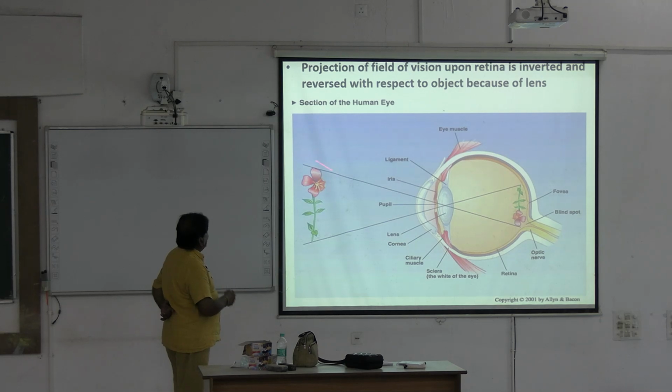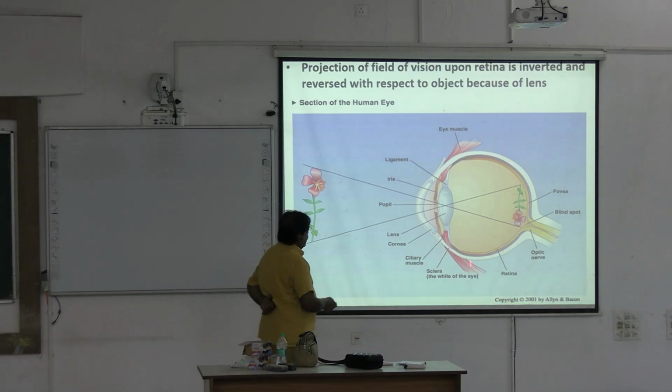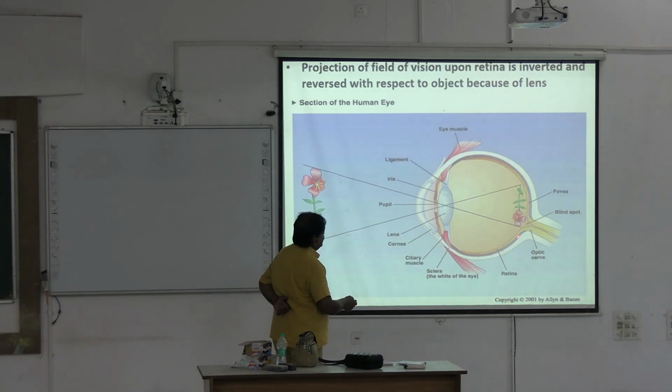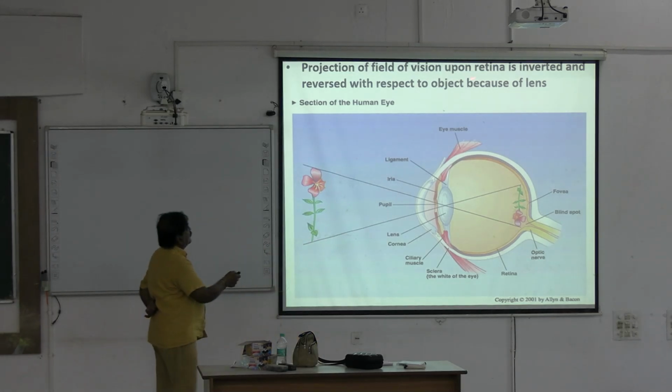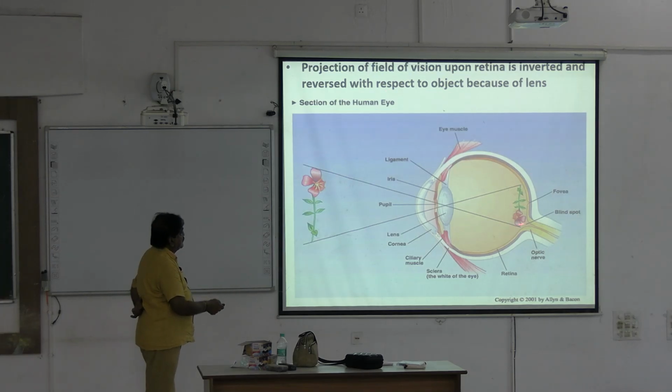This is a section of the human eye. Now you are seeing the pupil, the iris, the ligament, eye muscles, the lens, the cornea is here, this ciliary muscle, the sclera, the white of the eye, the retina, optic nerve, blind spot, and fovea. Here is the fovea. The projection of the field of vision upon the retina is inverted and reversed with respect to objects because of the lens.